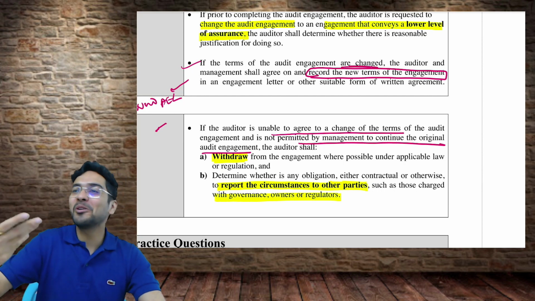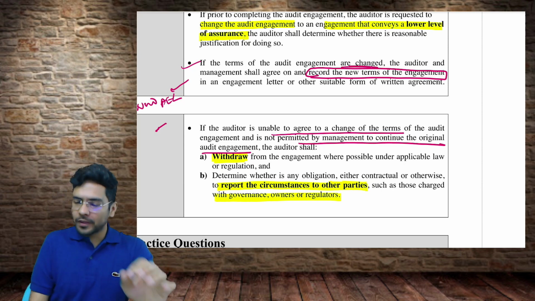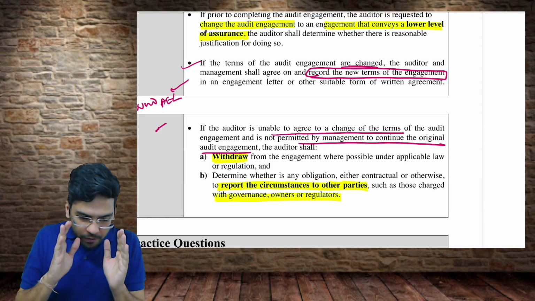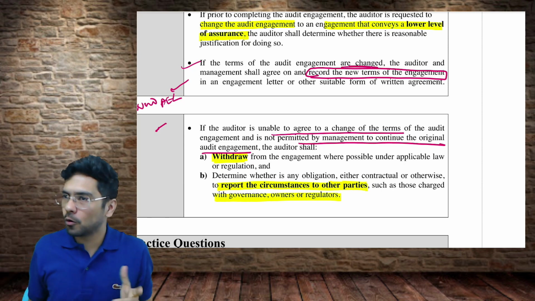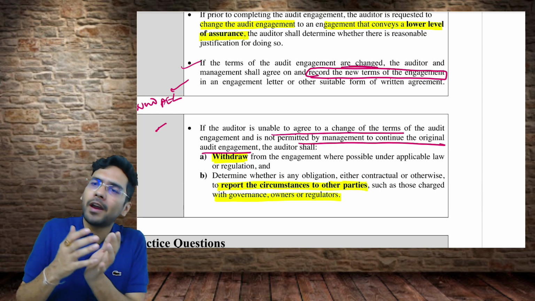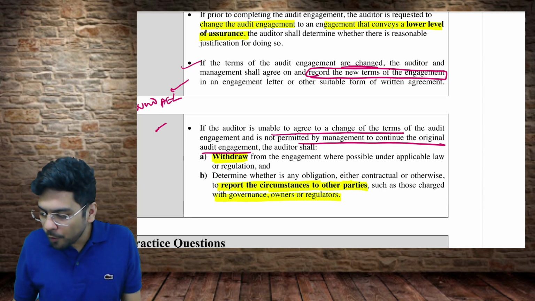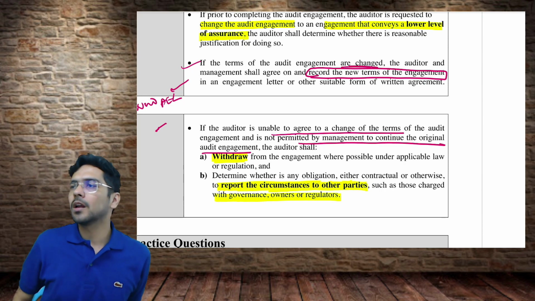So don't worry, I'm going to teach you that in the Companies Act. Okay, so ADT 3, he has to file with ROC. So the last point is what? If the auditor doesn't accept the request of management and management is not letting the auditor continue, he can withdraw, and along with withdrawal he would see if there is any requirement to report the circumstances to other parties.